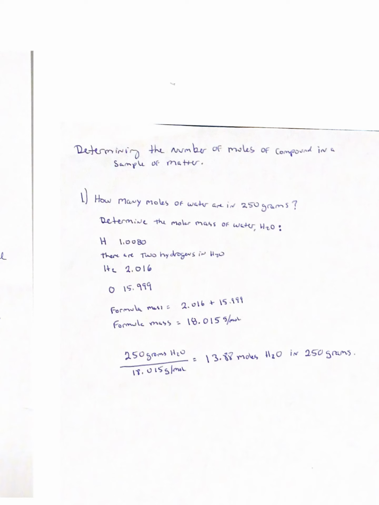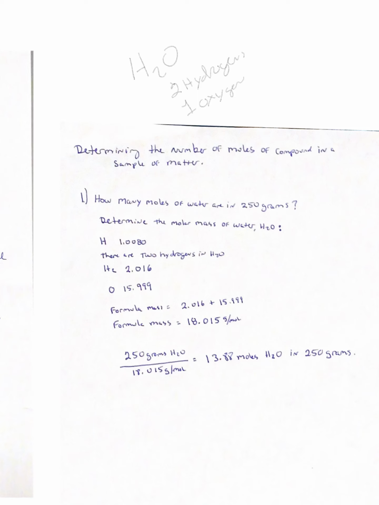In this video, we'll go over how to determine the number of moles of a compound that you find in a sample of matter. In this case, we have 250 grams of water. So the first thing we need to do is figure out the molar mass of water. We know that water is H2O, so we have 2 hydrogens and 1 oxygen.